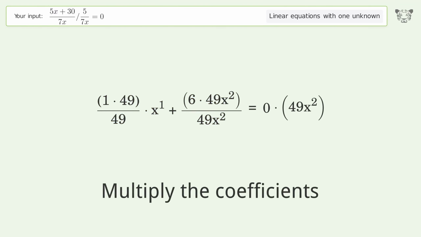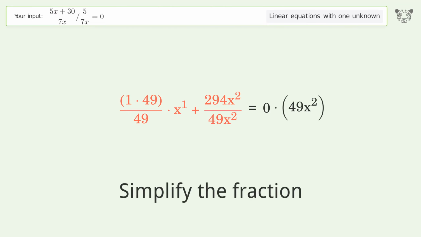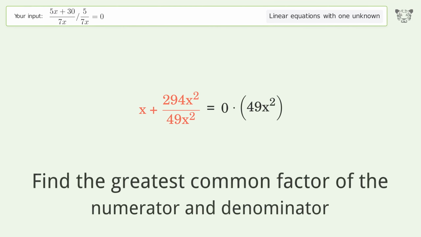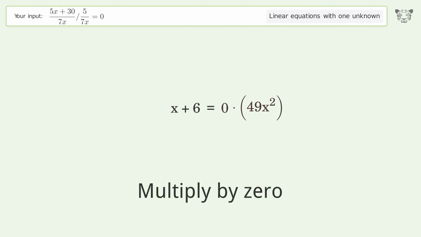Multiply the coefficients. Simplify the fraction. Find the greatest common factor of the numerator and denominator. Factor out and cancel the greatest common factor. Multiply by 0.